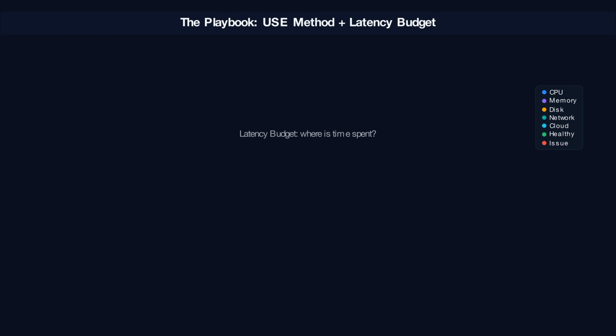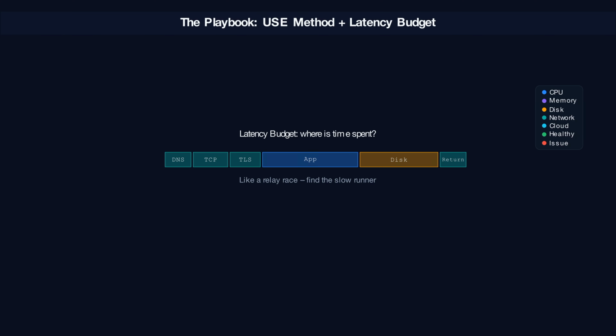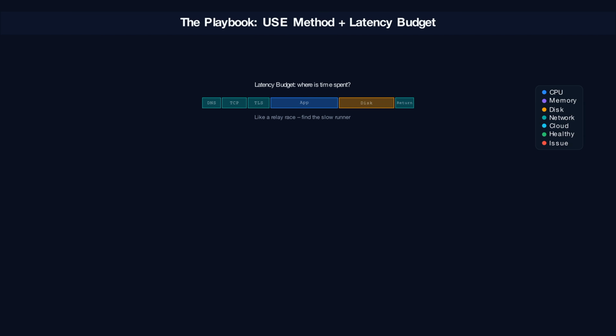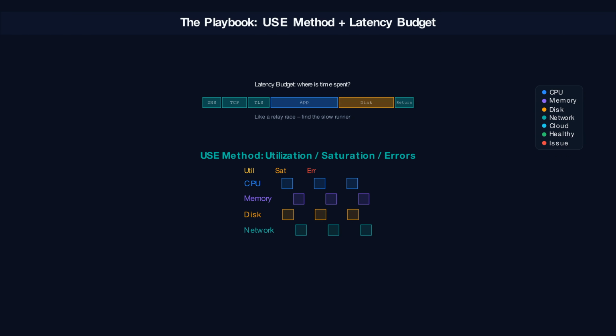First, the latency budget. When a user sends a request, time is spent in DNS resolution, TCP connect, TLS handshake, application processing, disk reads, and finally the response travels back. Think of it like a relay race. Each runner adds time, and we need to find which runner is slow.